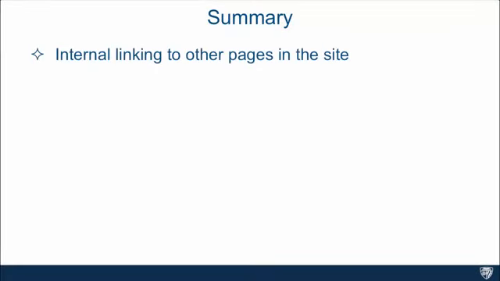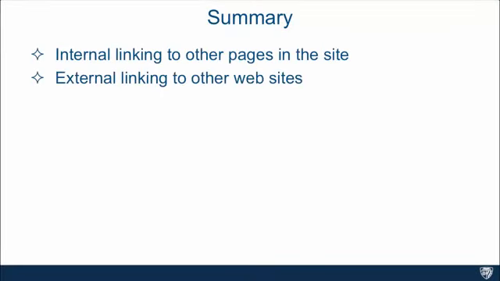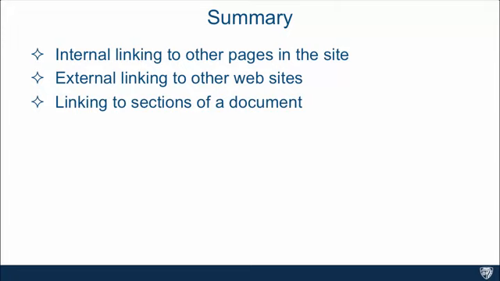So to summarize, we learned about internal linking to other pages within the same site, external linking to other web pages, and don't forget the target equals underscore blank, so you could open up the external link in a separate tab. And we also talked about linking to sections of a single document and being able to pass around those types of links to others, so that they'll be able to jump straight to the section of the document that you want them to. Next, we're going to talk about displaying images.